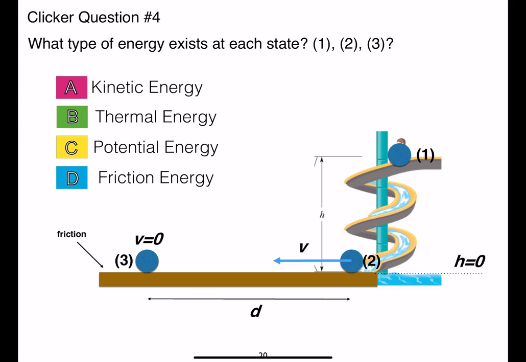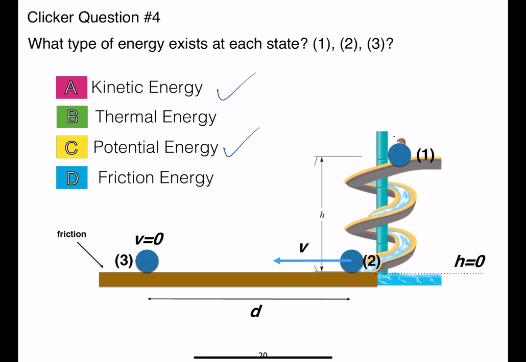So what type of energy exists at each state? 1, 2, and 3. At 1, everything is in the form of potential. At 2, this will be sliding, so everything will be in terms of kinetic. So now going from 2 to 3, it gets stopped due to friction.